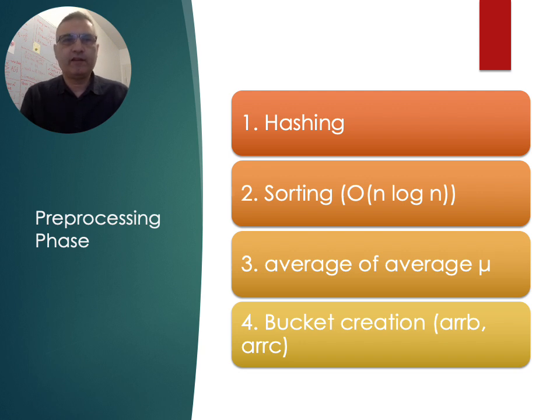Preprocessing phase slide. The preprocessing consists of 4 steps: hashing all terms using FNV-1a, sorting the hashed values, which is the most expensive step because it is O(n log n). Third, computing the average of averages, which determines bucket distribution. Fourth, building the bucket arrays, both array B and array C, where each bucket contains the terms whose hashed values map to that region. This phase is done once.